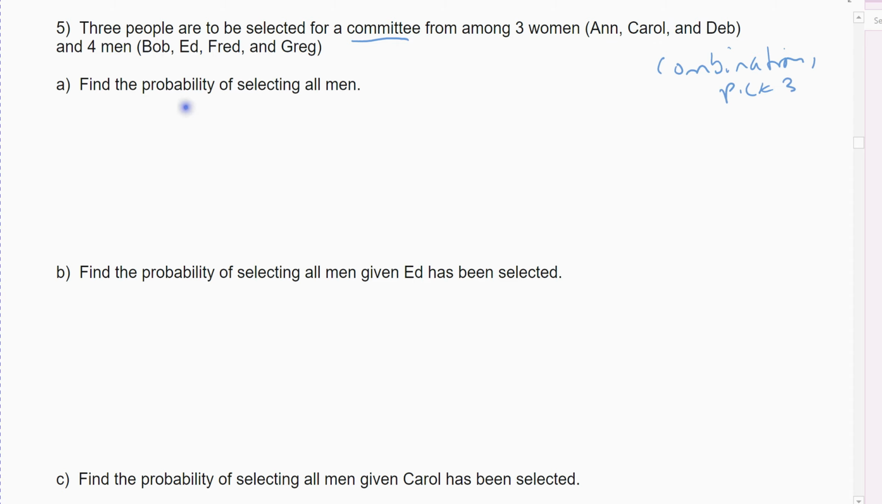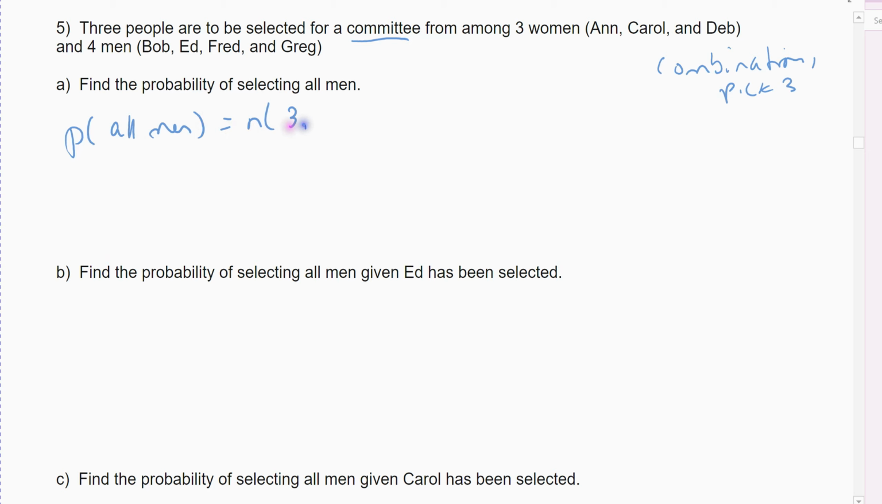And so the first question is the probability of selecting a group of all men for my committee. Probability of selecting all men. And so there's no condition on that. That's a basic probability. What is the probability I select all men? There's no condition placed on it, so it's a basic probability. We want to know what's that probability out of all possible outcomes. So it's the probability we get a group of 3 men. So we select all men.